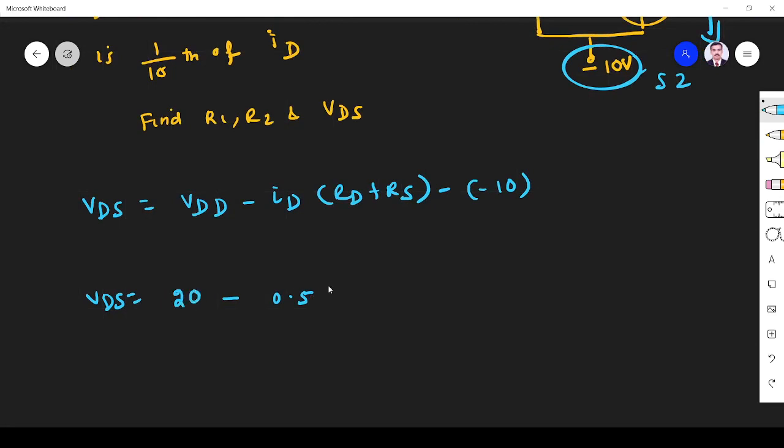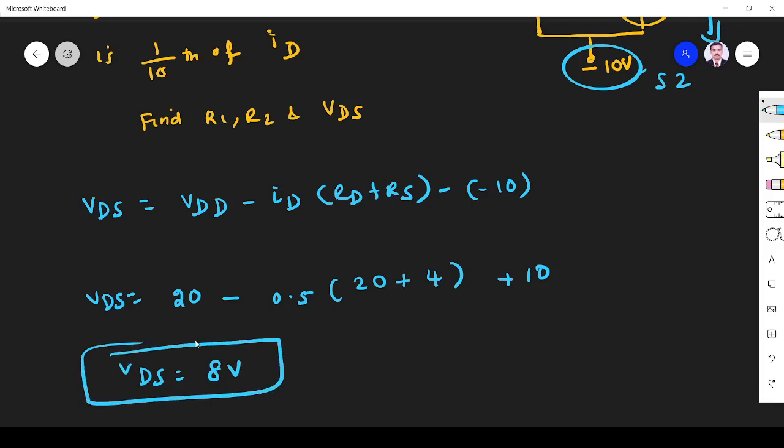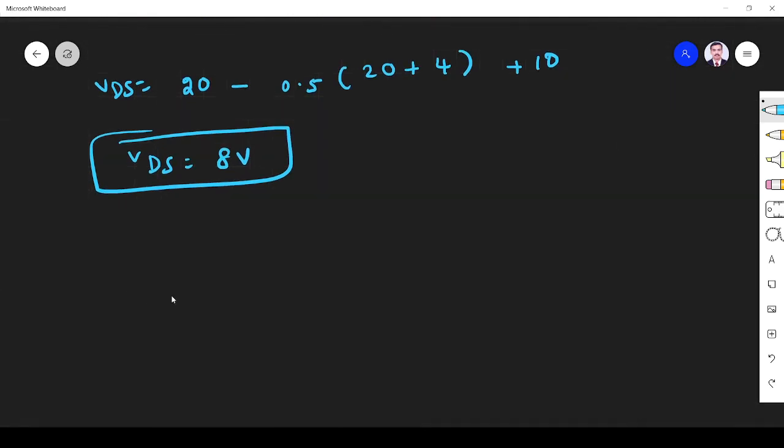ID is 0.5. RD plus RS: we know RD is 20K, right? Plus RS is 4K, right? And plus 10 we have to add. If we simplify, VDS is equal to 8 volt. We found this. Let us keep this as it is. Next, what we have to find? We have to find R1 and R2 values.